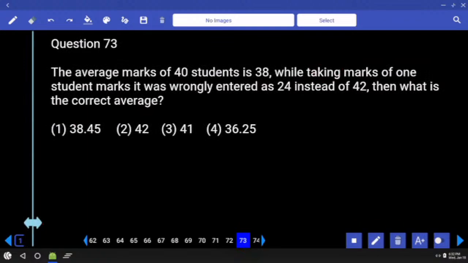The average marks of 40 students is 38. While taking the average, one student's marks were wrongly entered as 24 instead of 42. 42 బదులు 24 మార్క్స్ తీసుకున్నారంట. యావరేజ్ ఇంక్రీజ్ అయినా డిక్రీజ్ అయిందా? డిక్రీజ్ అయింది. అదే కరెక్ట్ మార్క్స్ తీసుకుంటే ఇంక్రీజ్ అవుతుంది.